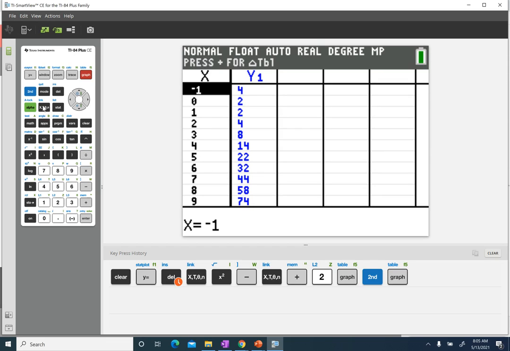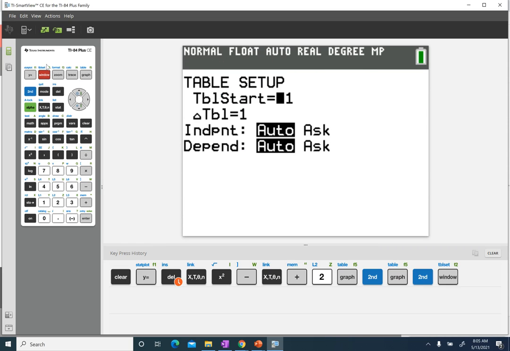So if you want to change that, you're going to press the second window key. That's going to bring up the table set. Here is where you can do a bunch of cool stuff. So the table start means you can start wherever you want. If we're finding the limit around 5 or around 10, you can go ahead and change it to whatever you like. Then that little delta, that means the change in table.